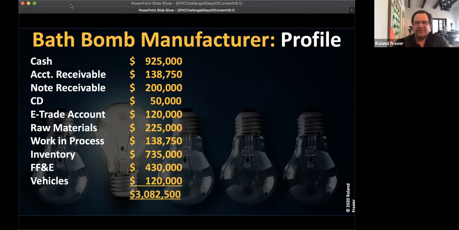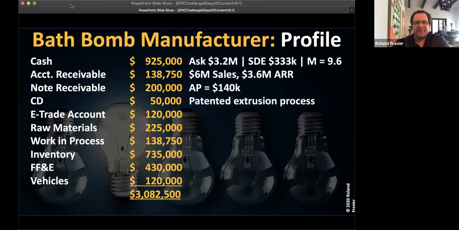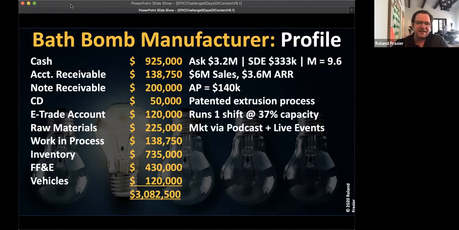If you add all that up, it came to $3,082,500. And they were asking $3.2 million for the business, doing $333,000 a year. We calculated the multiple for you at 9.6. $6 million in sales, about 3.6 of that, just a little over half, is recurring revenue. They have short-term debts payable of $140,000 in accounts payable, and a patented extrusion process. They're only running one shift a day at about 37% capacity. And then they're getting their leads through podcasts and live events, selling through a sales rep network and AdWords.